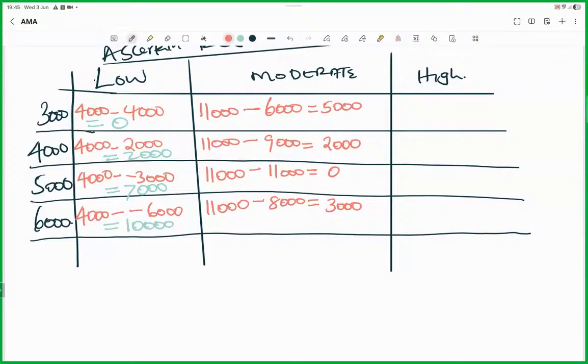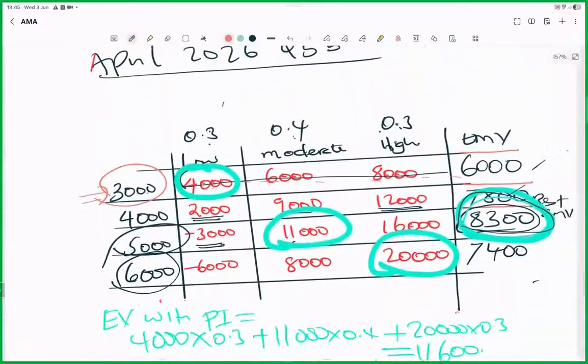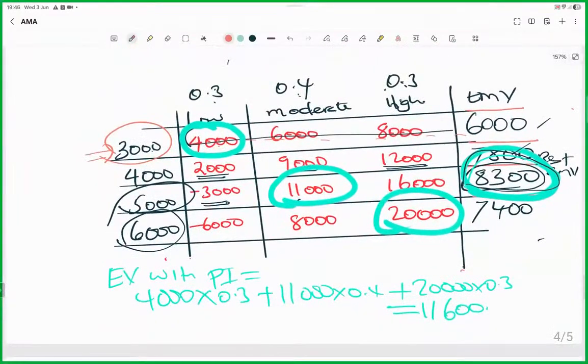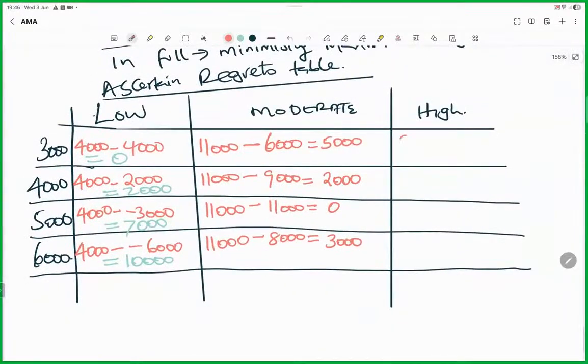Finished? So remember, it's very easy. For the third column, you start by identifying the very highest here, which is what here? 20,000. And then you duplicate the 20,000 across.